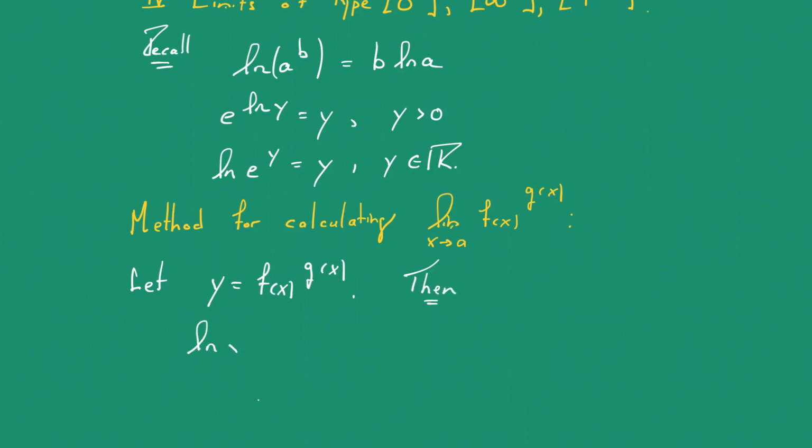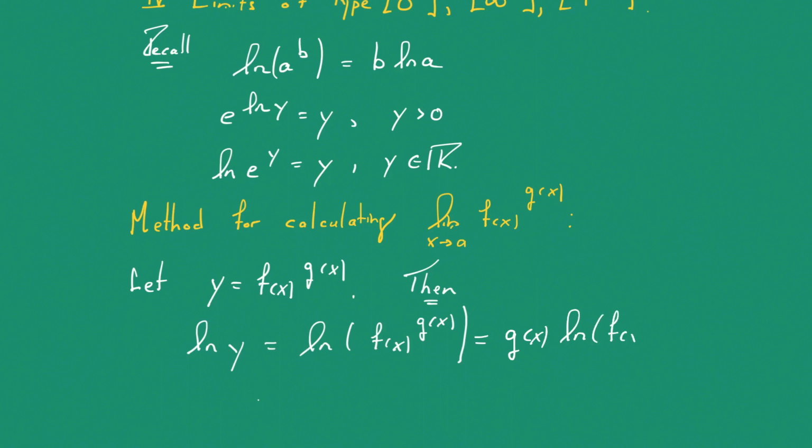Well, then note that the log of y, well, that's the log of f of x to the exponent g of x. And remember, we can just take this exponent down in front of the logarithm using the rule of logarithm that we mentioned up here. So this is equal to g of x times the log of f of x.